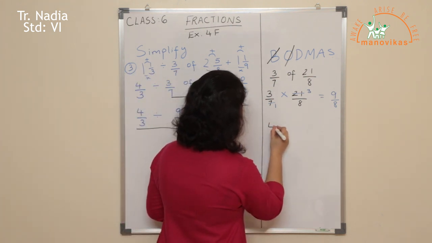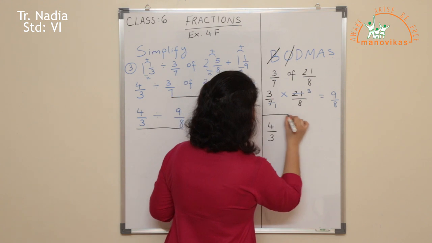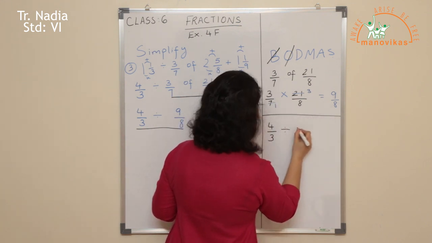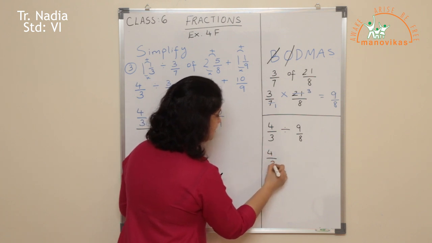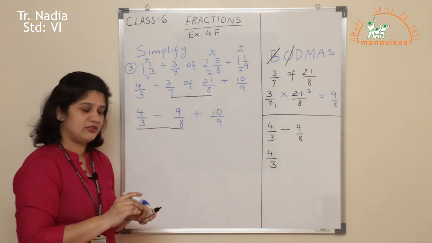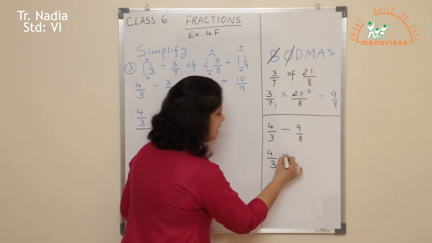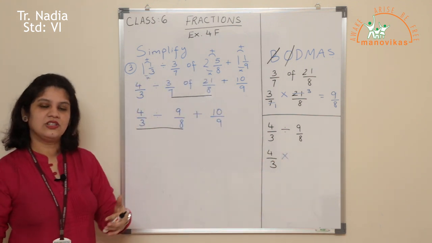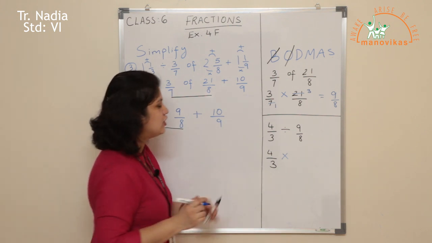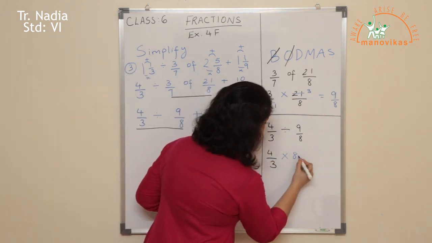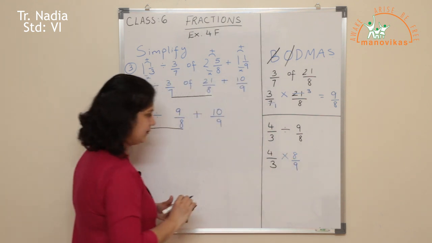So I have 4 upon 3 divided by 9 upon 8. Now do you all remember what we do in case of division? We remove the division sign, we put multiply, and the second fraction turns into its reciprocal, or in other words, turns upside down. So 9 upon 8 will become 8 upon 9.